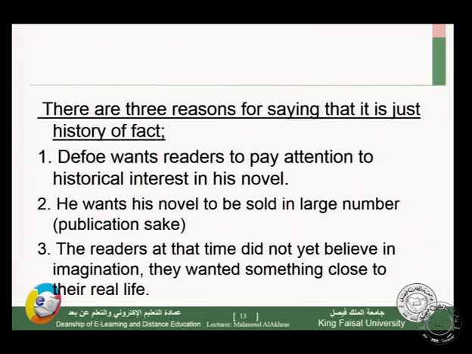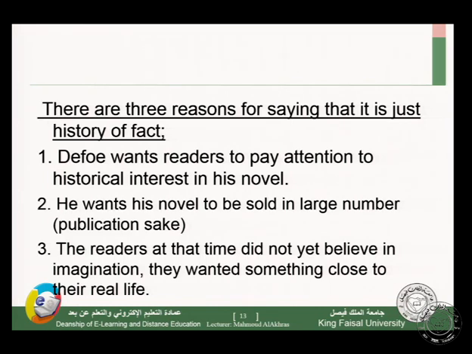There are three reasons for saying that it's just history of fact. So we can follow this and justify the use of this quotation, history of fact. So Robinson Crusoe is not a kind of history book. The first reason, Defoe wants readers to pay attention to historical interest in his novel. He says that in order to make his readers pay a lot of attention to historical events in his novel.